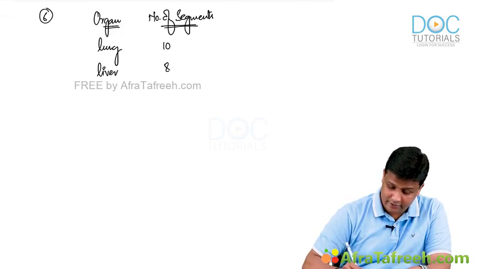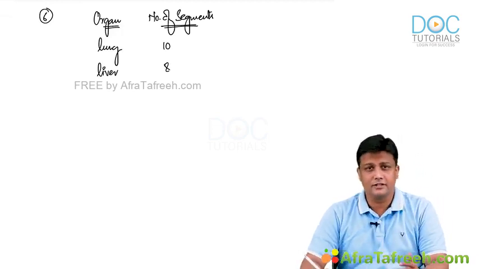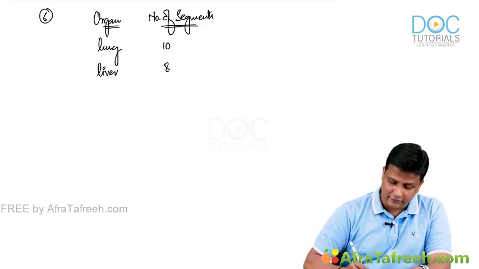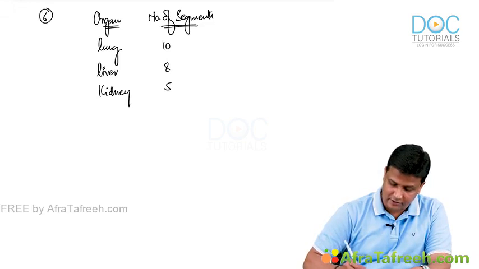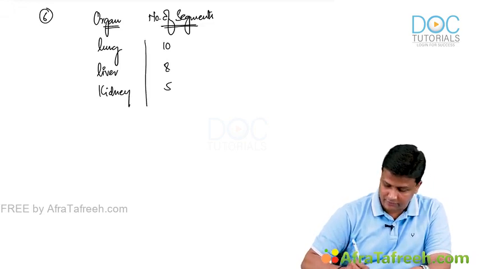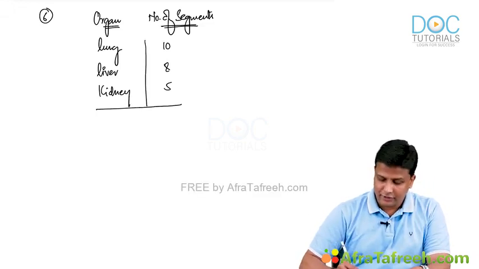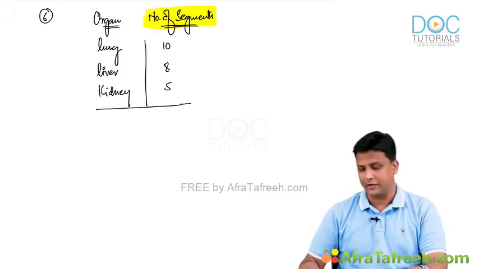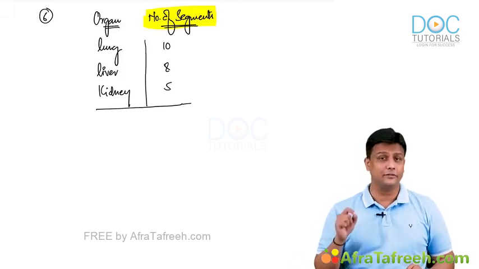In the liver, it is divided into 8 segments. I think you have learned in surgery also that according to Couinaud's classification, the liver is divided into 8 segments. And finally the kidney, which is divided into 5 segments. I want you all to remember these numbers of segments. My main intention is to put that word, segments, in your mind.